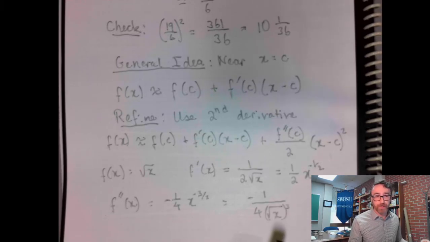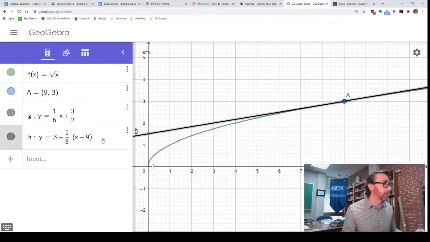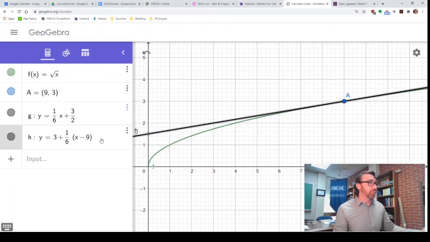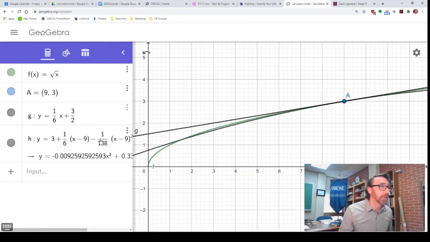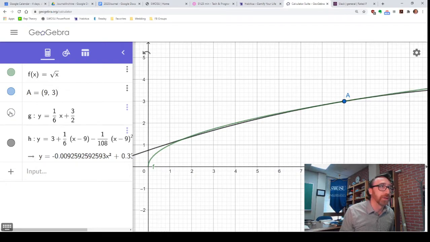Okay, so going back to the GeoGebra thingy. I'm going to get a negative 1 over, okay, so if I take the square root of 9, I get 3, cube it, I get 27. 4 times 27 is 108, and this would be x minus 9 to the power 2. Okay. Now, I'm going to take away the tangent line here.